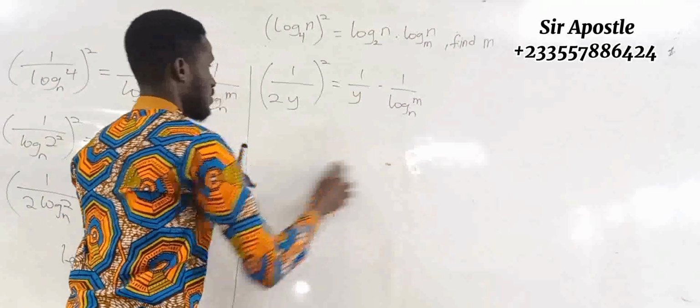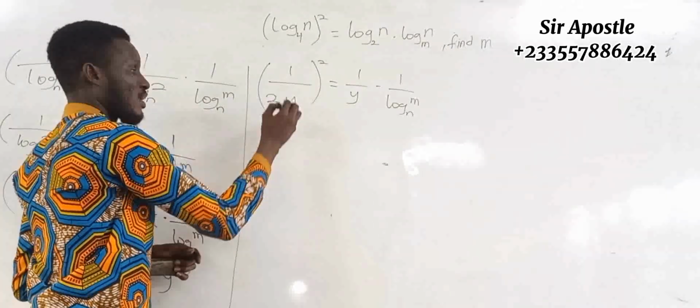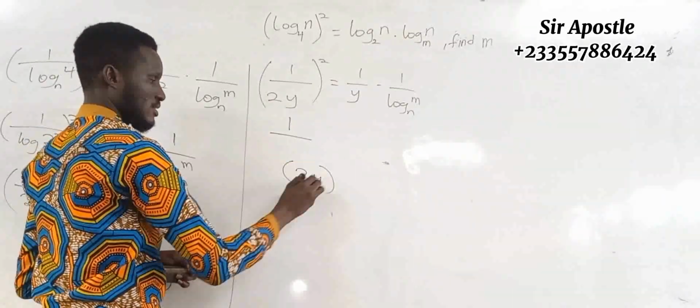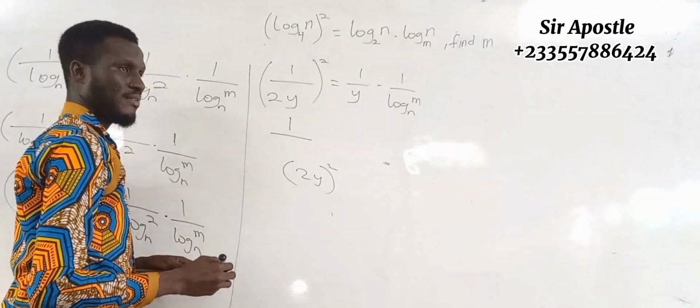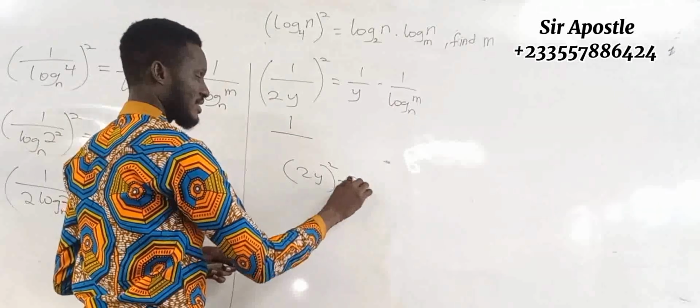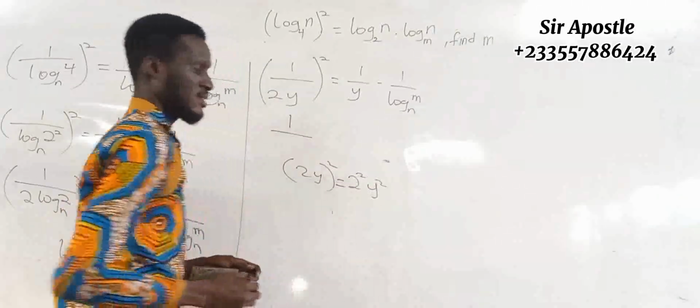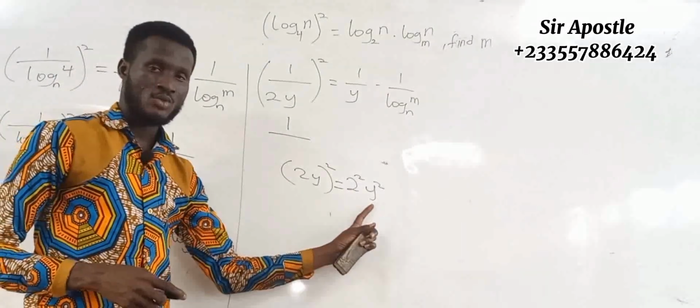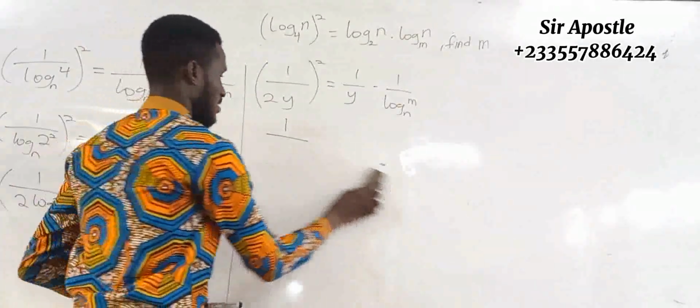The same applies to this one. It means that the square will affect the 1. 1 squared is 1, divided by the square will affect 2n. And when it affects the 2n, it means that it's affecting the 2 and it's affecting the y. Now 2 squared will give us 4. So 4 times y will give us 4y squared.